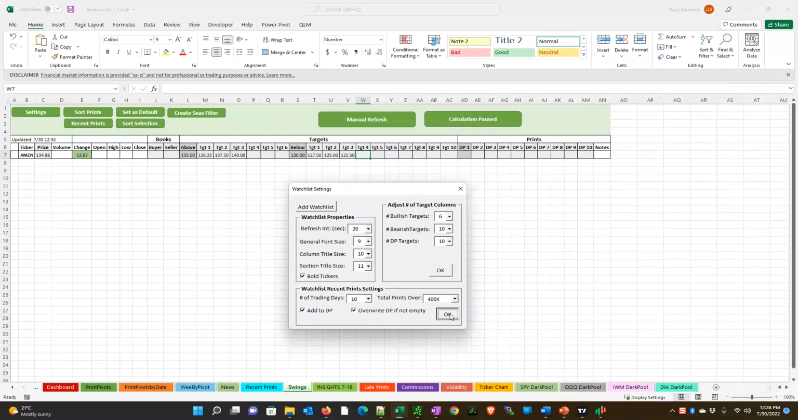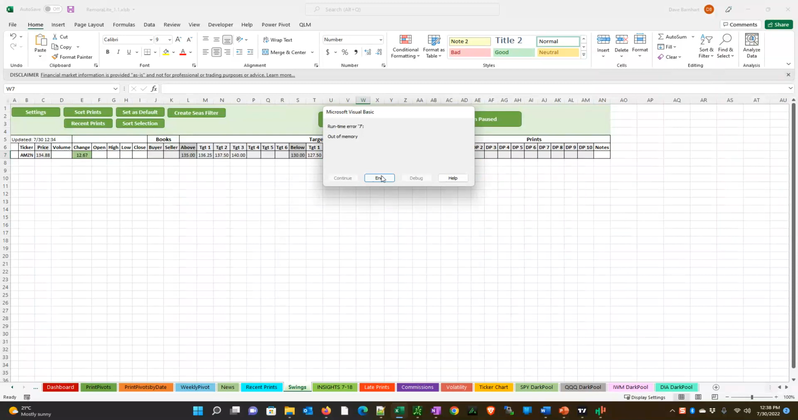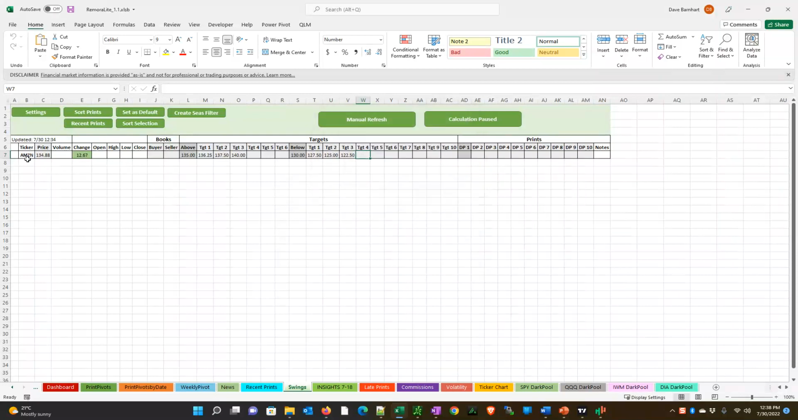So what I'll do is I'll choose OK. And I can just choose recent prints, right? Oh, hang on for a second. Let me check something here. We'll put in another ticker.